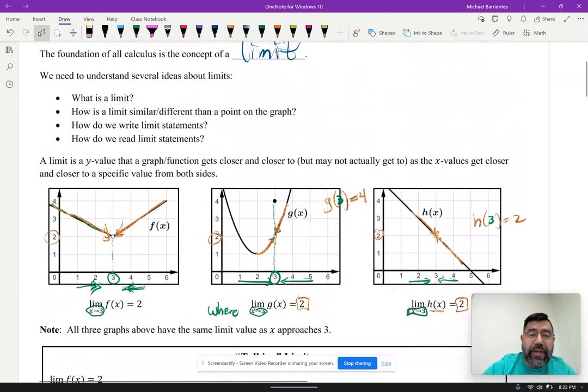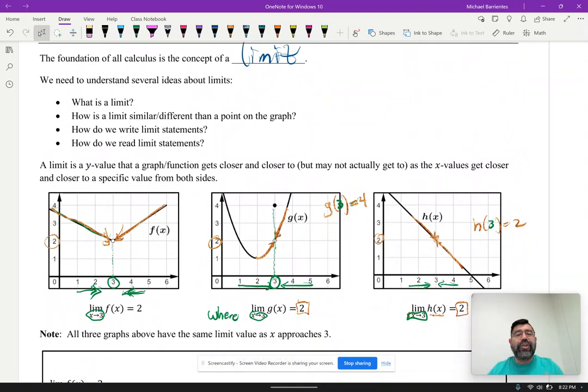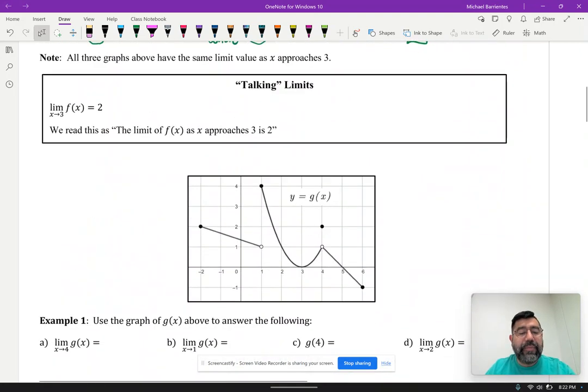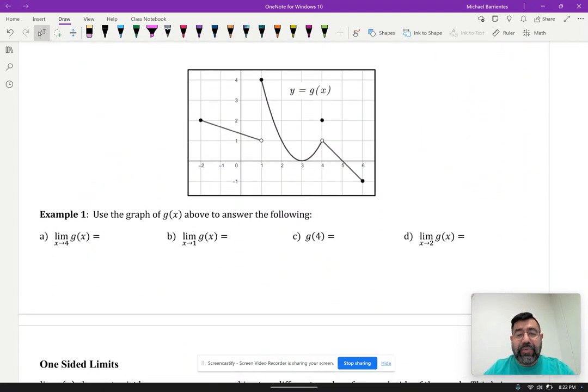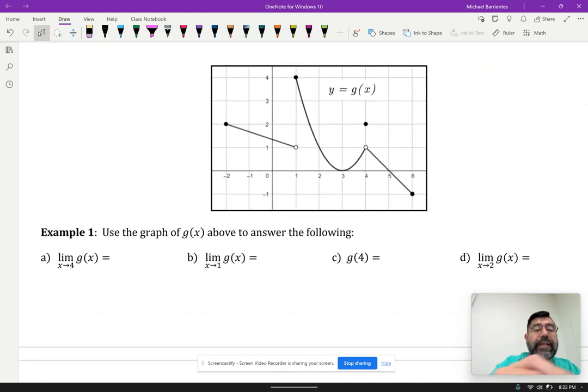We started talking about what a limit is, how to look for it in terms of a graph. We're going to do a little bit of practice here with example number 1. I'm going to zoom in just a tad. I'm going to use the same colors to kind of keep it consistent here.